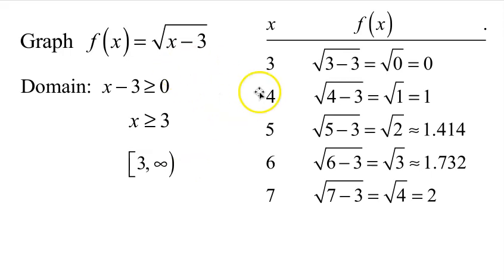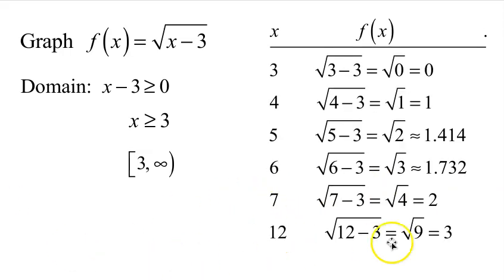Plug in 7. 7 minus 3 is 4. Square root of 4 is a pretty number. That's 2. If I use 8, not pretty. 9, not pretty. I chose to use 12 because that's my next pretty number. 12 minus 3 is 9. Square root of 9 is 3. So I will graph the points (3, 0), (4, 1), (5, about 1.414), (6, about 1.732), (7, 2), and (12, 3).